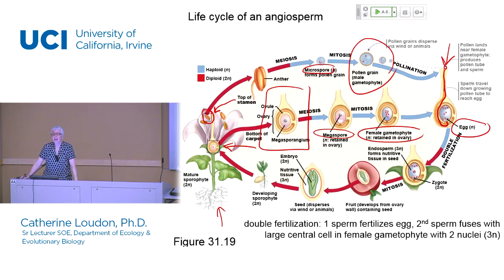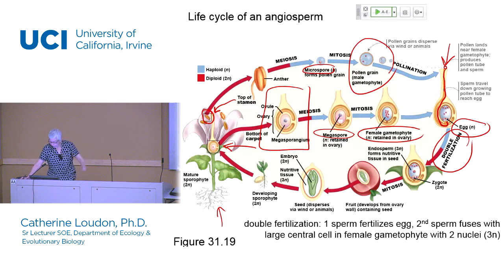But something very unusual happens in angiosperms. This is a peculiarity of angiosperms. You do not see this in other plant types. This is a phenomenon called double fertilization. It is called double fertilization because there are two sperm involved, even though only one is fertilizing an egg. So in double fertilization, you have one sperm fertilizing the egg.